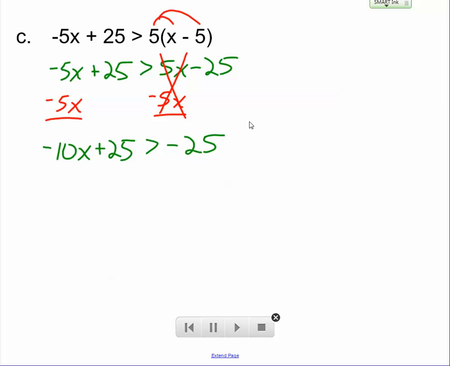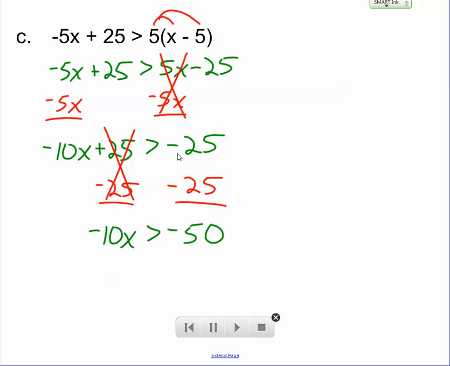There's my negative 25. Then I want to get rid of this 25 over here so I can get the negative 10x by itself. So I'm going to subtract 25 from both sides. That'll give me negative 10x on the left is greater than negative 50 on the right. Negative 25 minus 25 is negative 50. And then lastly, I'm going to divide both sides by a negative 10 so I can get x by itself.